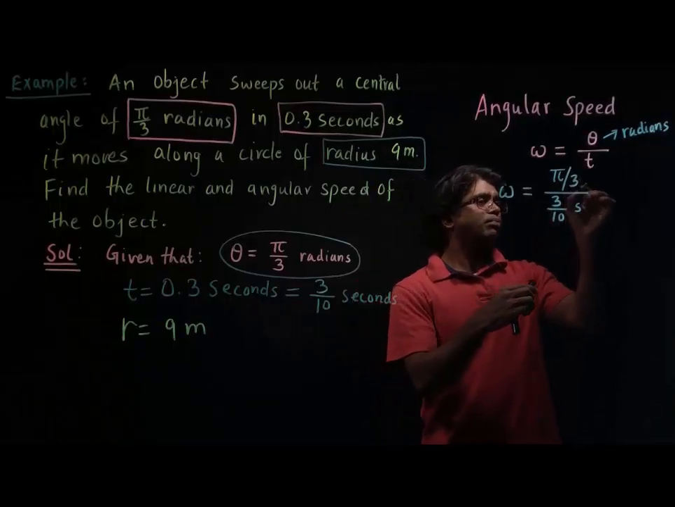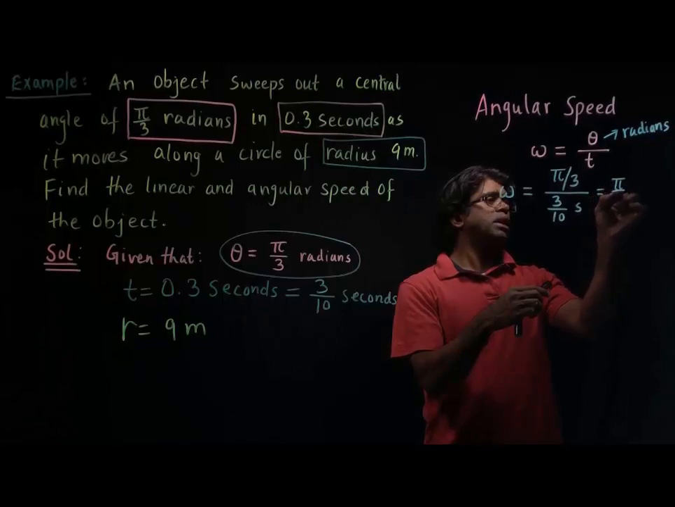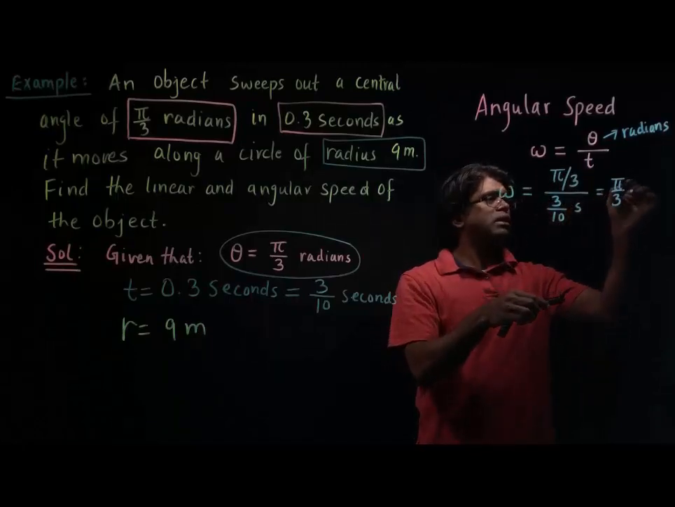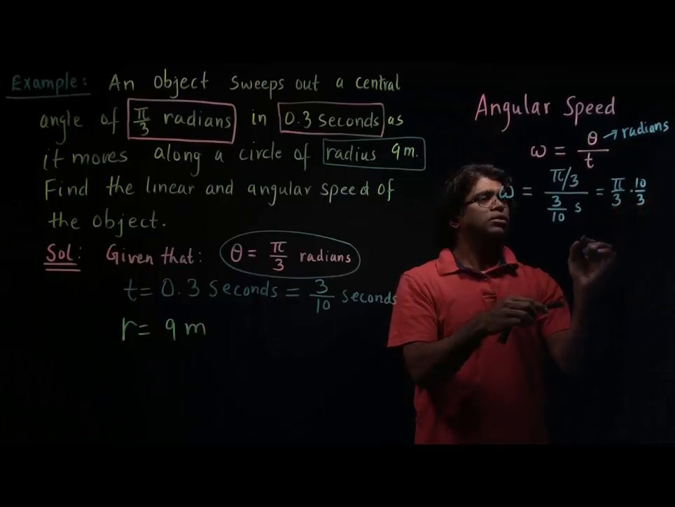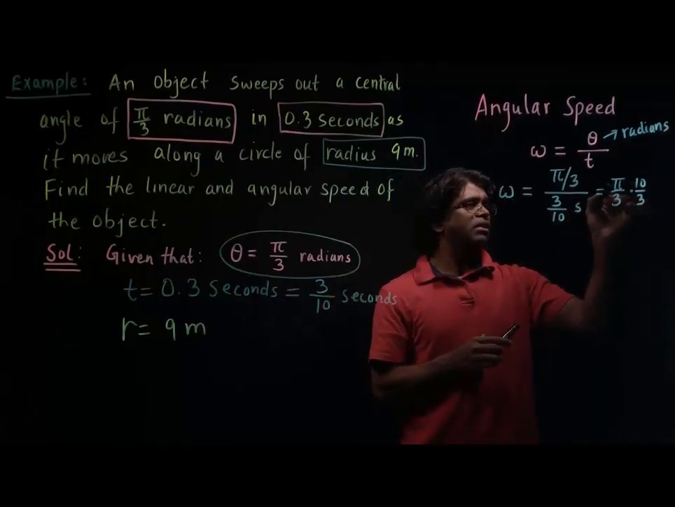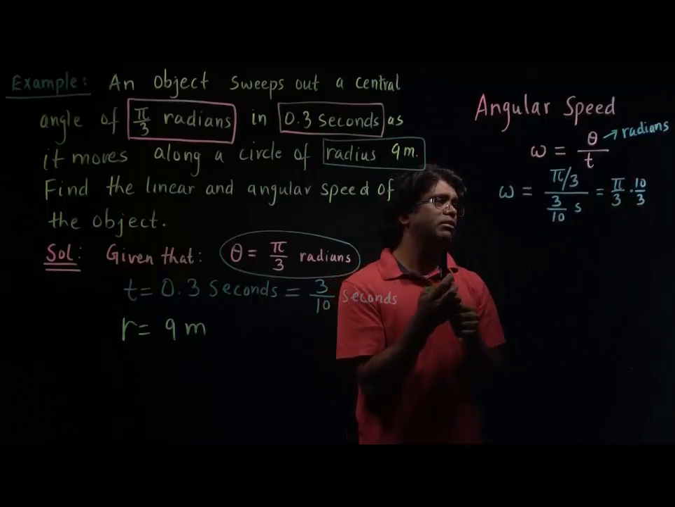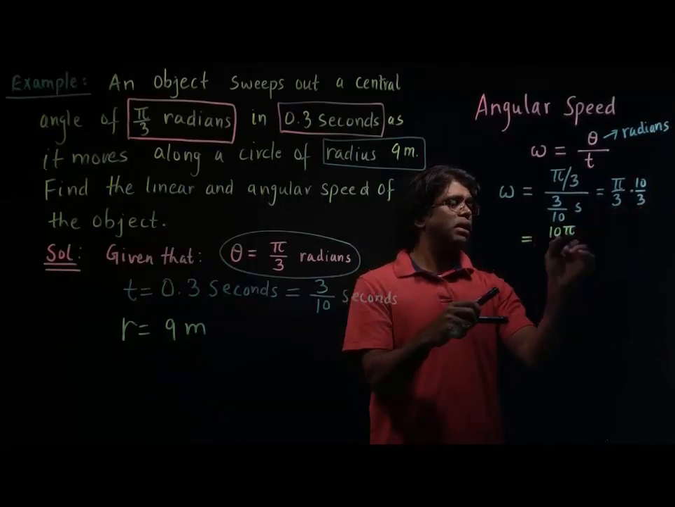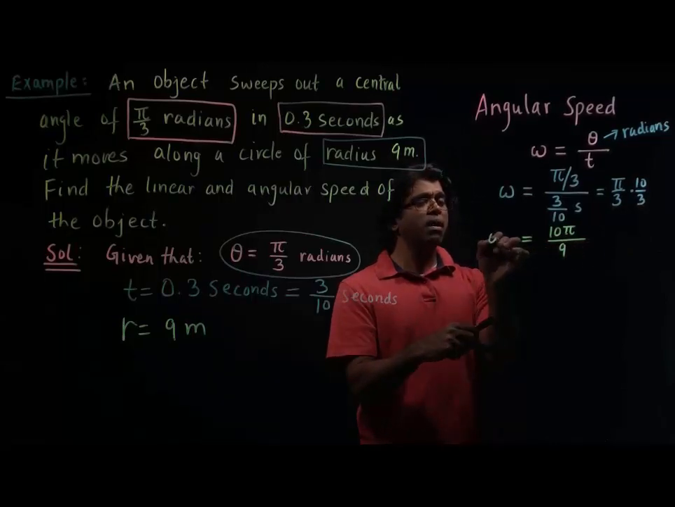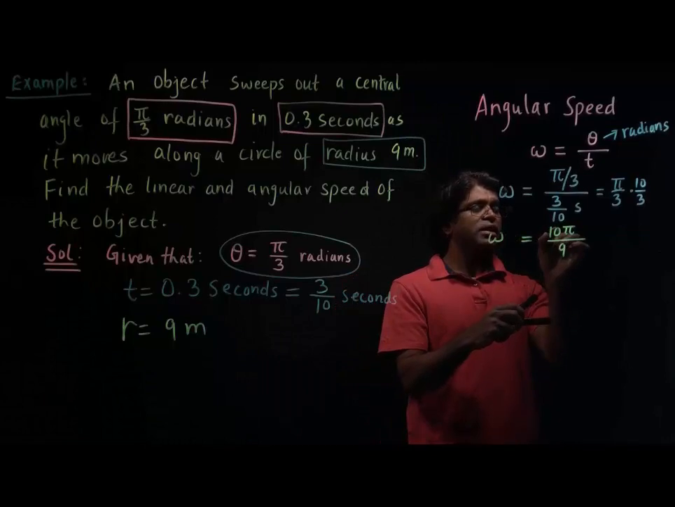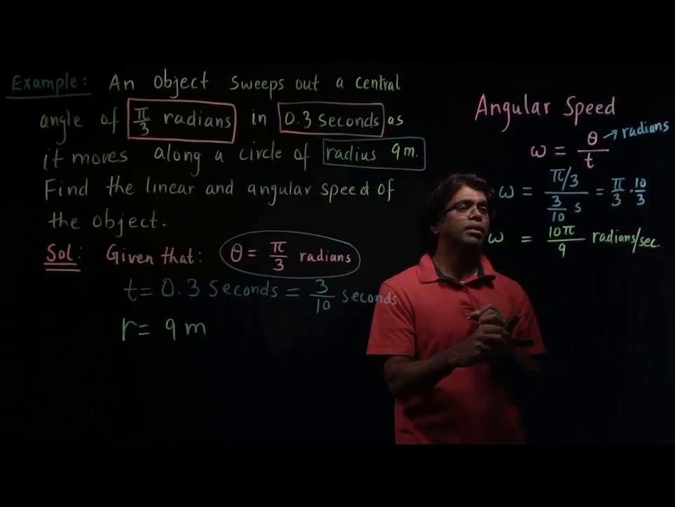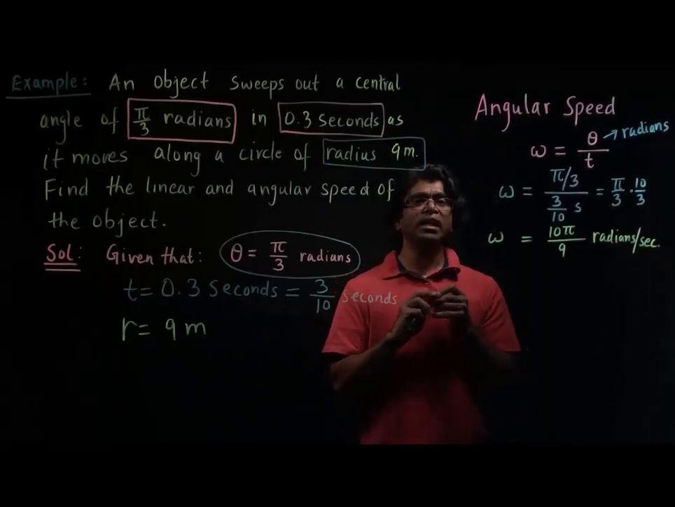If we simplify, we get pi over 3 times, since I am dividing a fraction by a fraction, I will flip it, so that will be 10 over 3. Multiplying, I get 10 pi over 3 times 3, which is 9. So I got my angular speed omega as 10 pi over 9 radians per second. Now, we need to find the linear speed.